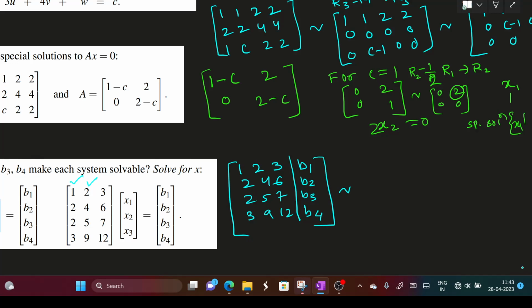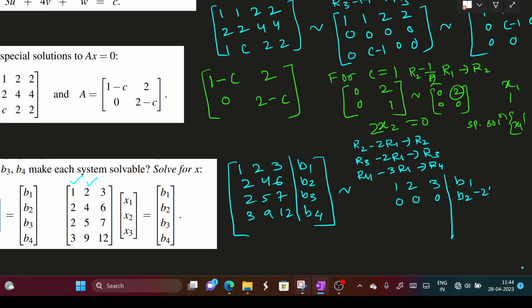So there are three operations I will do. R2 minus 2R1 stored in R2, R3 minus 2R1 stored in R3, R4 minus 3R1 stored in R4. So the new matrix is 1, 2, 3, B1. It remains the same. Rest all will change. It is 0, 0, 0.